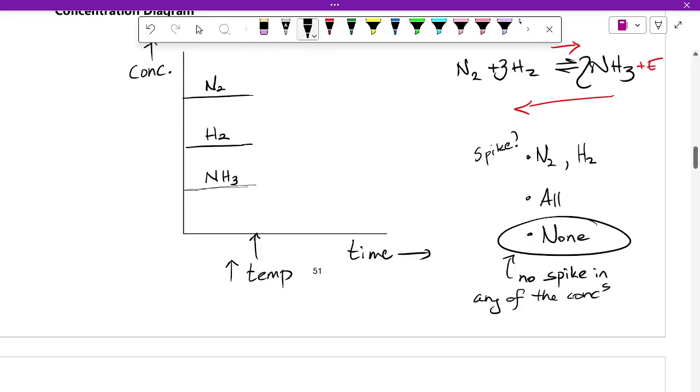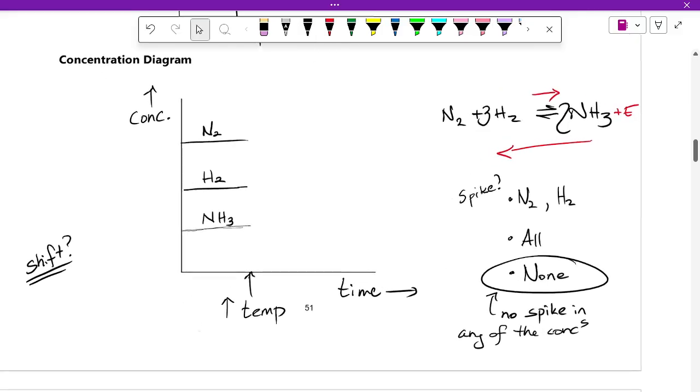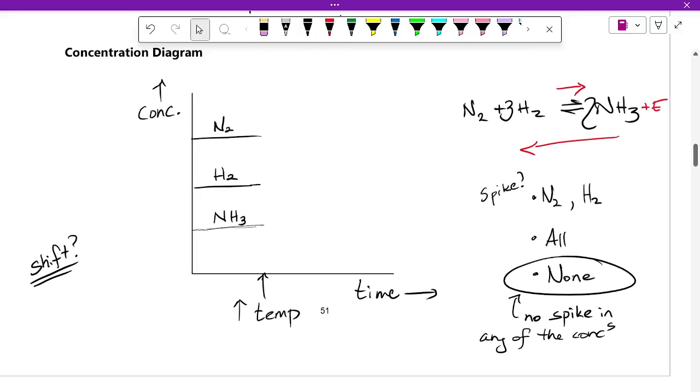Is there a shift? There could be. Because we didn't change anything. Will we see a curve on any of these, or all of them, or whatever? Have a chat with your neighbors about that.